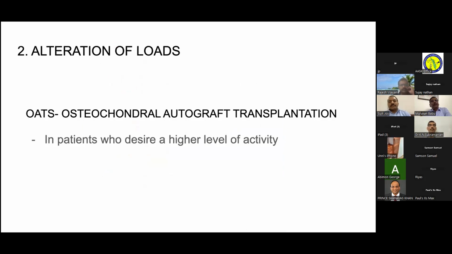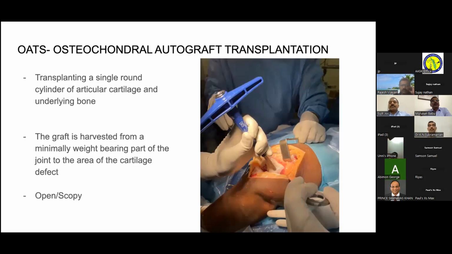So the second part is the OATS. You are altering the joint loads. In patients who desire a higher level of activity, like sports people, you can try this osteochondral autograft transplantation. Here, you are transplanting a single round cylinder of articular cartilage and underlying bone. The harvested graft is from a minimally weight-bearing part of the joint to the area of the cartilage defect. This can be done either by open or endoscopy methods.